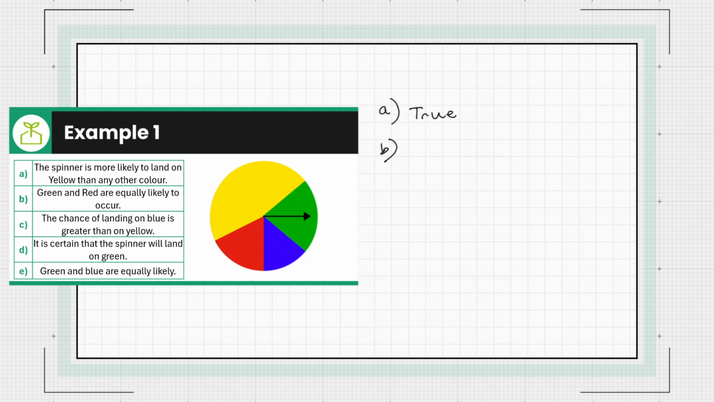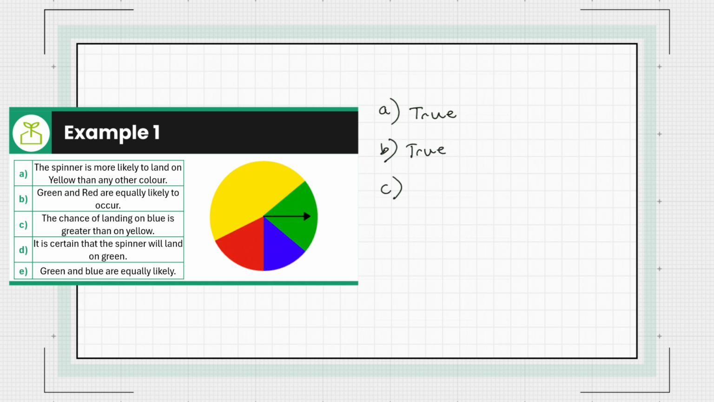Okay, for B, we have green and red are equally likely to occur. If you look at green and red, they are roughly the same size, and without actually having numbers to tell us, they are probably pretty accurately even, and that means that they are, in fact, equally likely to occur. If any of the slices are the same size, it means they have an equal likelihood of occurring.